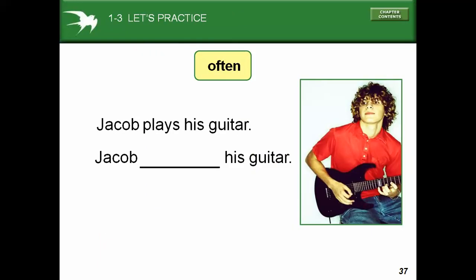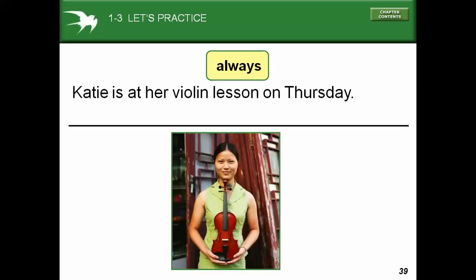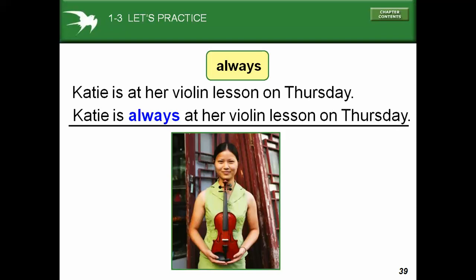Often. Jacob plays his guitar. Jacob often plays his guitar. Usually. The baby is happy. The baby is usually happy. Use always. Katie is at her violin lesson on Thursday. Katie is always at her violin lesson on Thursdays.